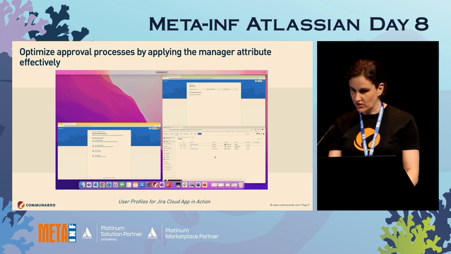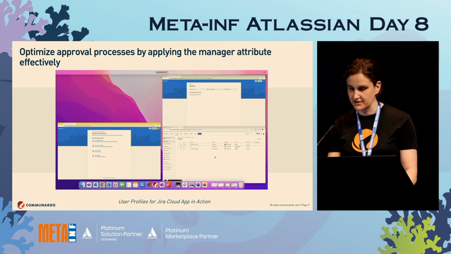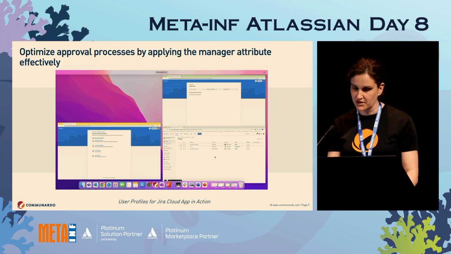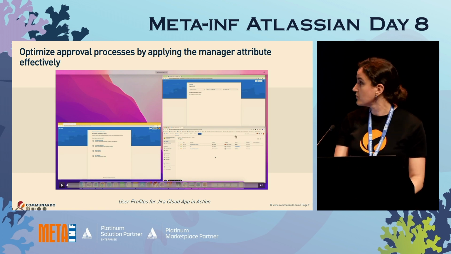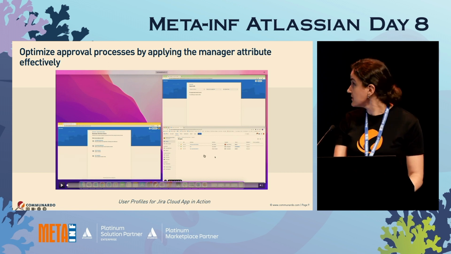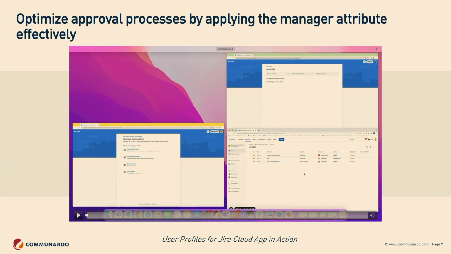This is the first one, and I would like to show you how you can apply the synchronized manager attribute to your approval processes. To explain that properly, we will be switching between 3 different accounts. So I hope you can see my mouse. This is my Jira with admin rights. This is Alex's profile. He's the one who has a request, and this is Lynn's profile, and Lynn is Alex's manager. So that's a video, and I hope this will start now.